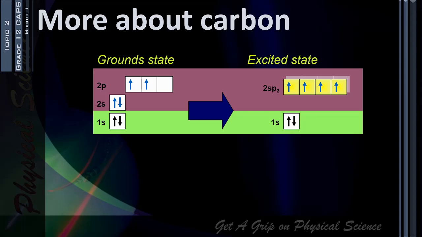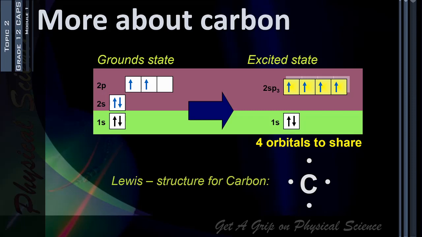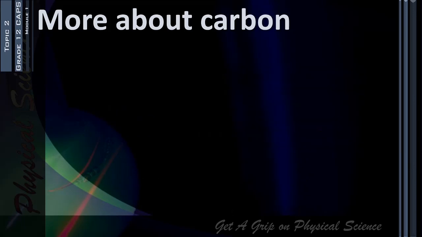You don't have to understand hybridization. What you have to know is that each carbon atom has 4 electrons to share with other atoms. And this is illustrated in the Lewis structure of carbon, where 4 electrons can be shared with other atoms.